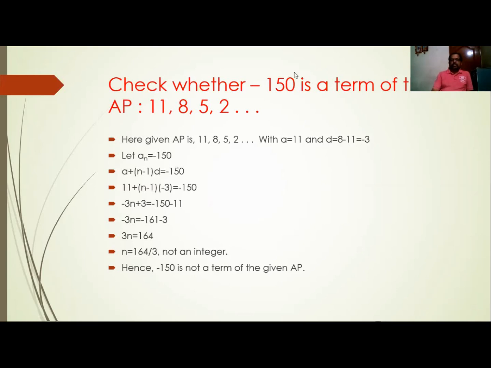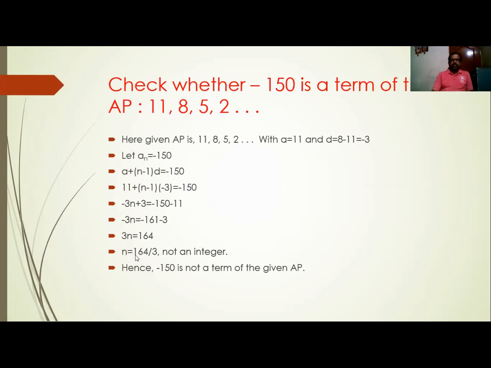Consider the given number minus 150 as an, a term of the AP, and let's find the value of n from it. Using the same formula, an equals a plus (n minus 1)d, equal to minus 150. Simplify and get the value of n. After simplification we have n equal to 164 divided by 3. If we simplify, we get a number in decimal form, so it is not an integer, not a positive integer, right?